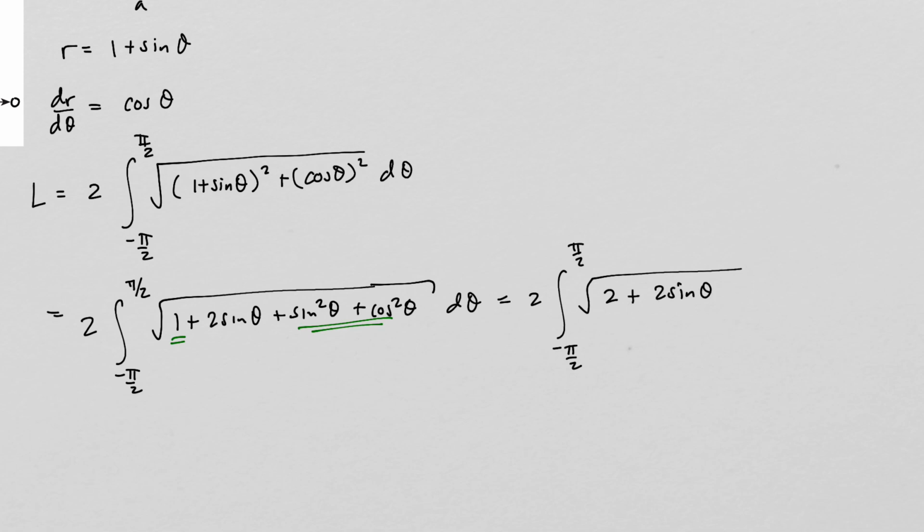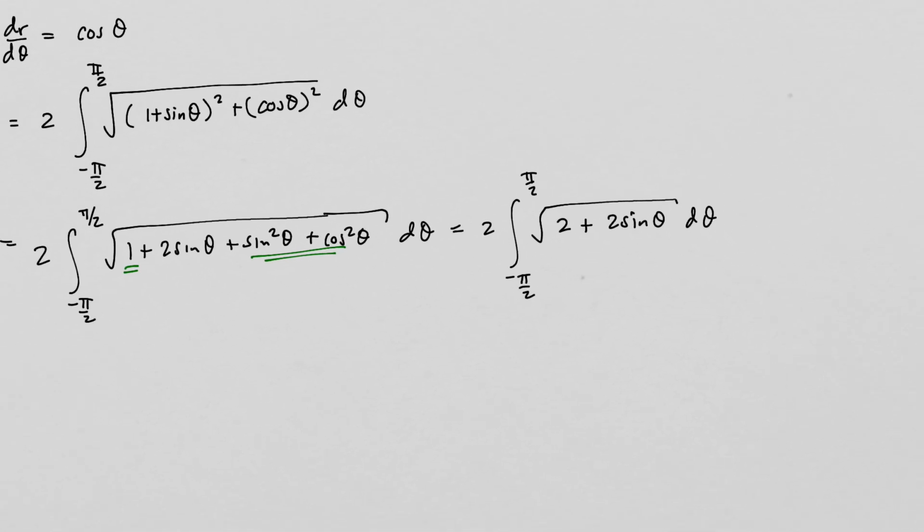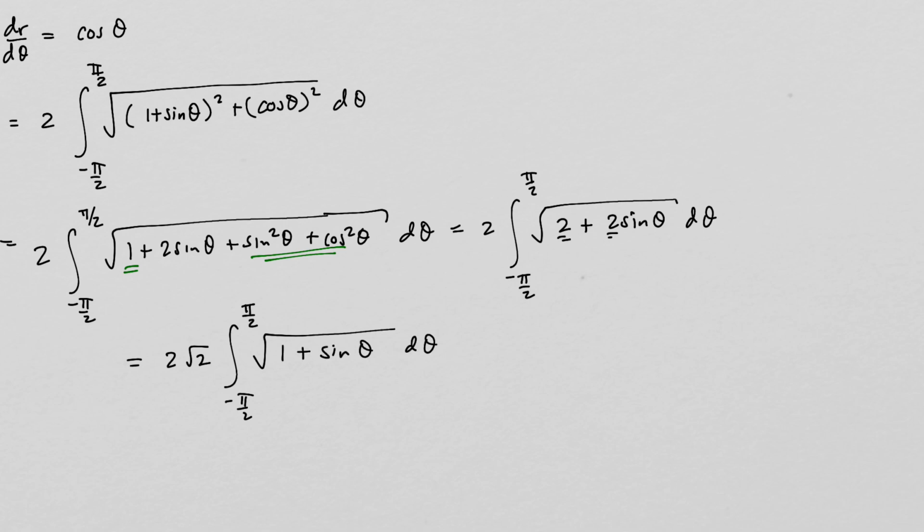Now I say this looks familiar because we had a similar integral in a previous video lesson. Let's talk about what we did there. So the next step is going to be factoring the 2 out of the radical. So that is going to give us a radical 2, and we'll pull that outside the integral with the 2 that we already have there. And then pulling out that 2 leaves us with 1 plus sine of theta under the radical.